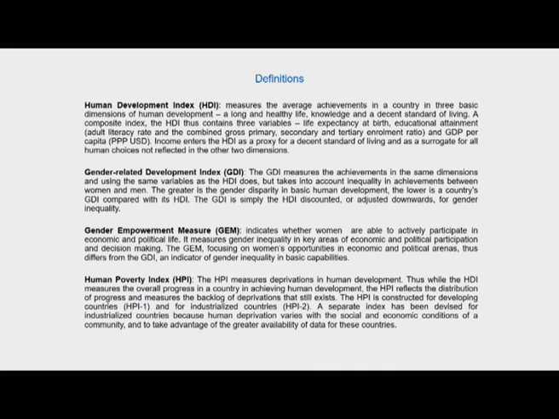Gender empowerment measure indicates whether women are able to actively participate in economic and political life. So it measures gender inequality in key areas of economic and political participation and decision making. And GEM, focusing on women's opportunities in economic and political arenas, differs from GDI, which is an indicator of gender inequality in basic capabilities.